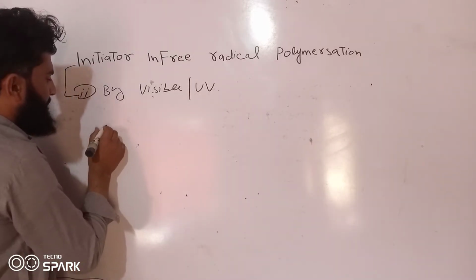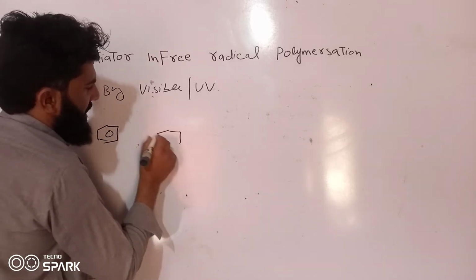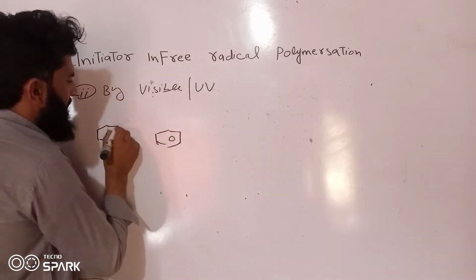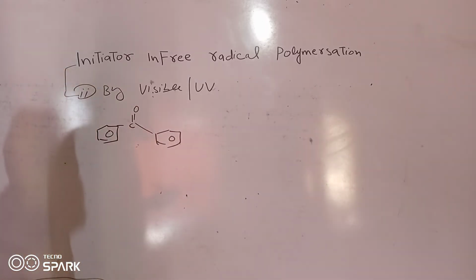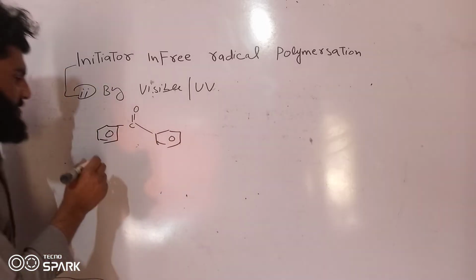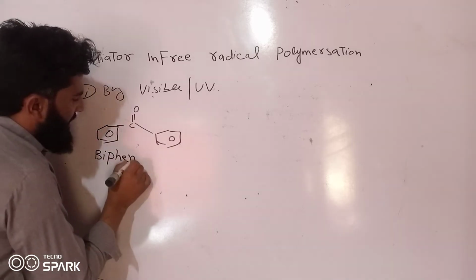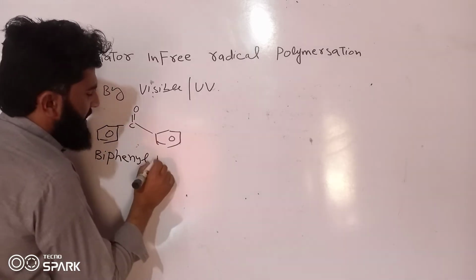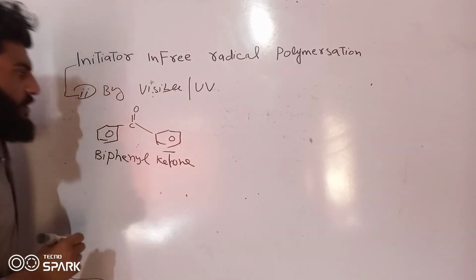For example, this is a benzene and this is also a benzene ring, and these are attached to each other by a keto group, a carbonyl group. So this is known as biaphenyl ketone.